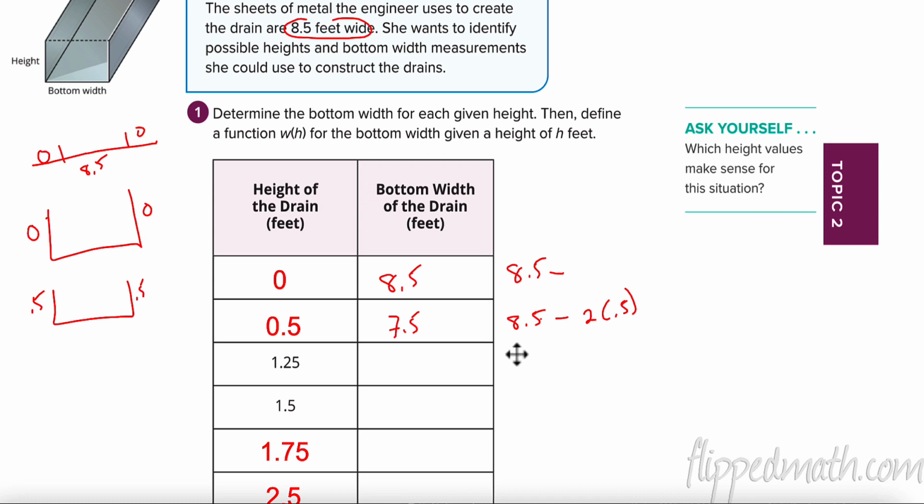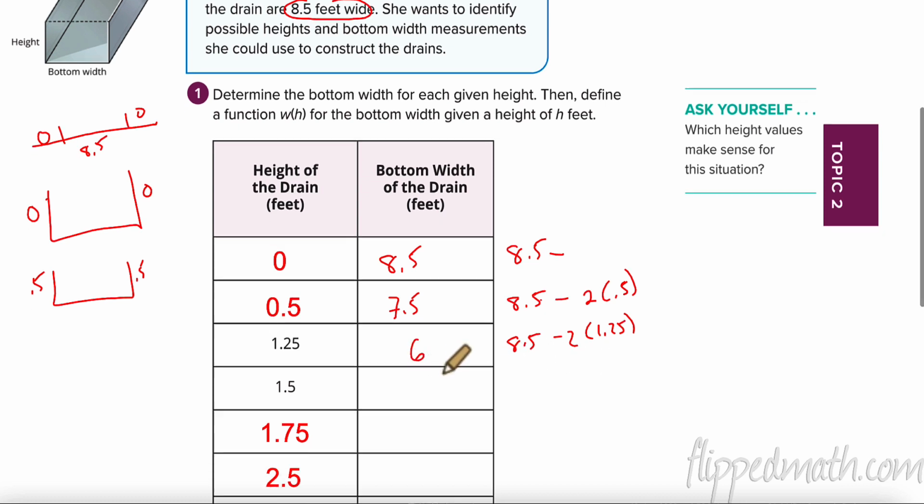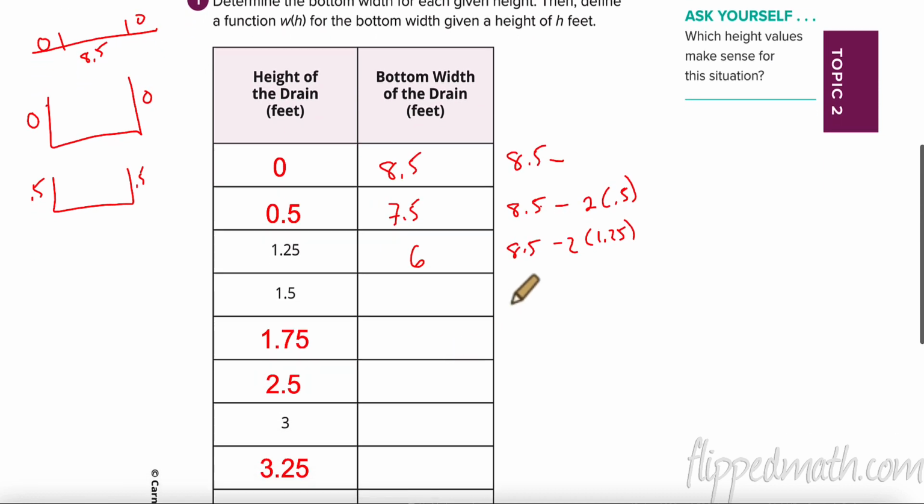We go do it again down here. I would have 8.5 minus twice 1.25. And when we do that, we would get 6. So I would like you to complete this as best you can. Pause the video and complete it. And I think it'd be really helpful if you wrote this out on the side for just a minute. So go ahead, pause that video right now and fill the table out.